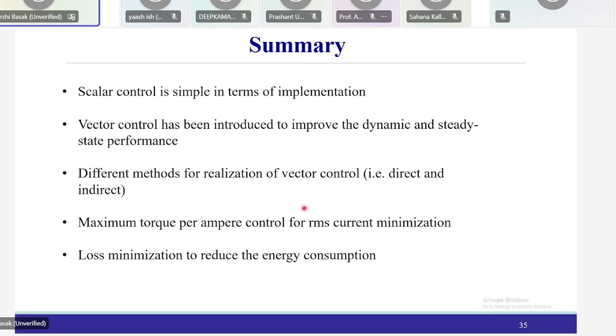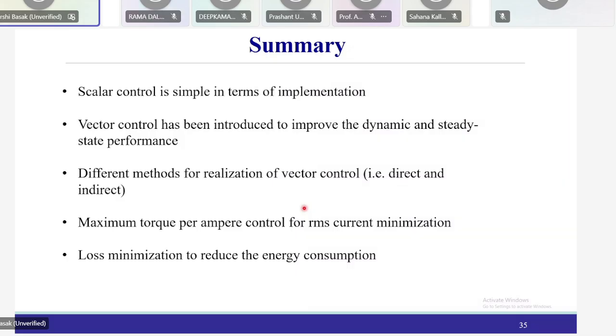Then you go for the second field weakening region. The torque speed characteristics will have three modes of operation: field weakening region one, field weakening region two, and then below base speed, the constant torque region. So these three regions will follow the maximum torque per ampere control for the RMS current minimization. That helps in effective utilization over the whole torque speed characteristics. That's why the implementation of maximum torque per ampere control and maximum torque per voltage control has become an important aspect, especially for automotive applications.